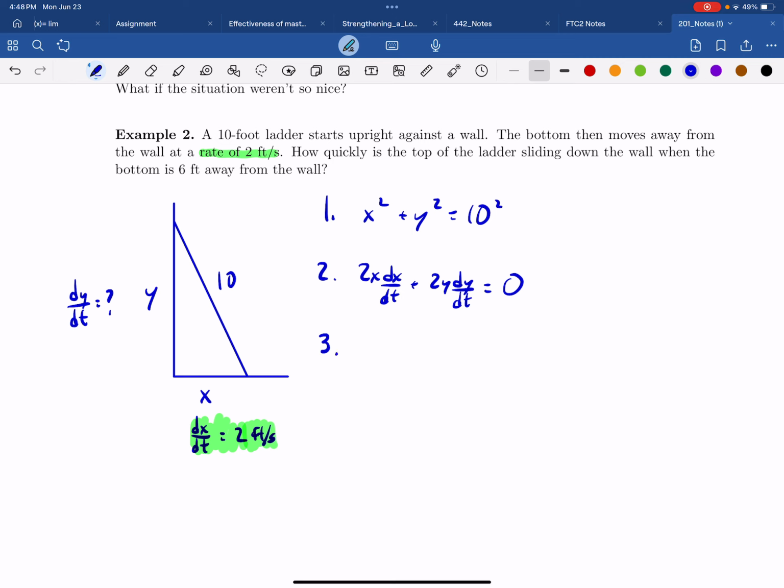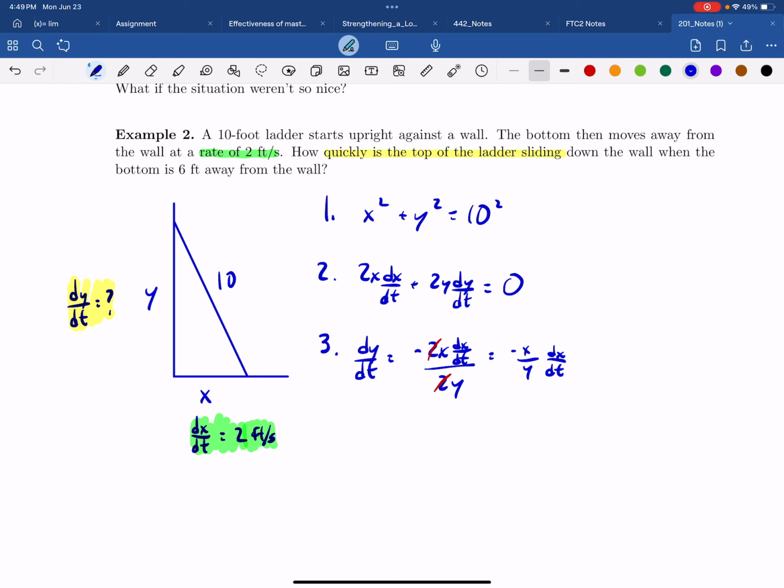Step 3, solve for the thing that you're looking for. What are we trying to find? We're trying to find this. Okay, so that's going to be dy over dt equals, and pause, try to do it yourself. It's going to be negative 2x dx over dt divided by 2y. And of course, we can simplify that a little bit. Negative x over y dx over dt.